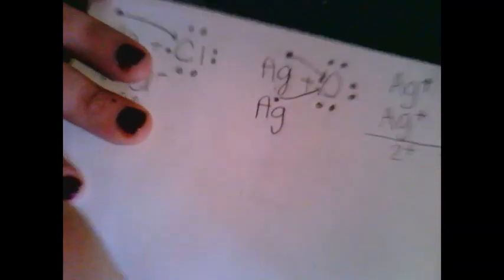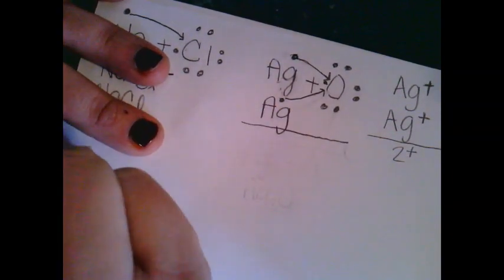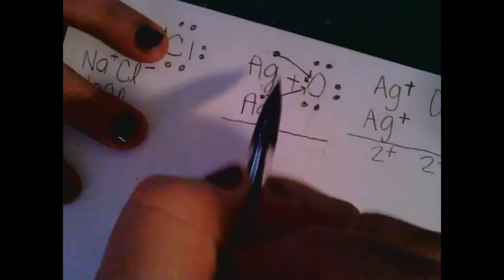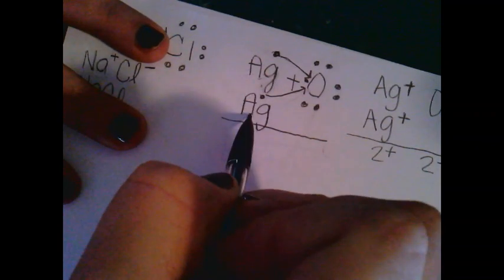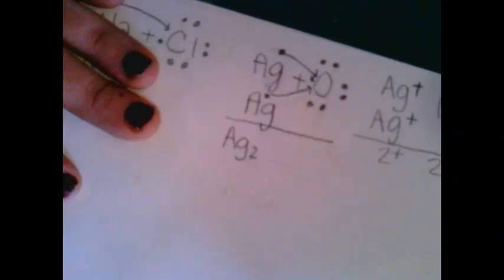So in order to do that, you have to create another Ag, and it's going to give away an electron, okay? So how would you write this formula? Well, now you're going to count up your atoms. There are 2 silver atoms, so I'm going to write Ag2 and 1 oxygen atom. So now they are happy.